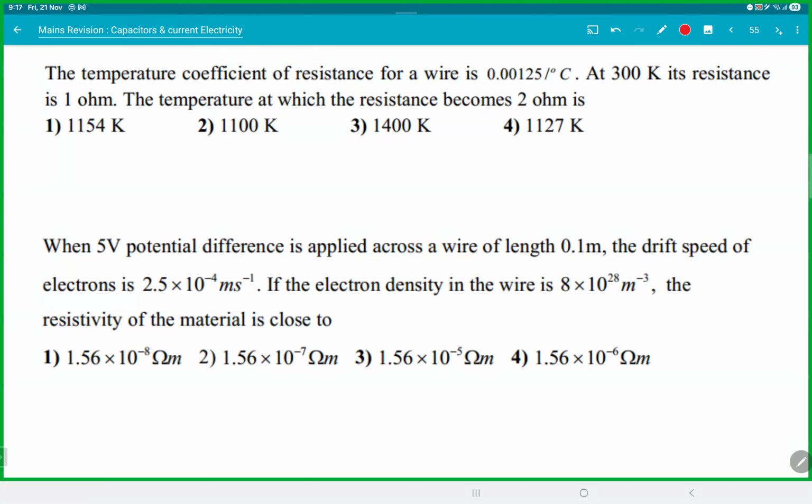Temperature coefficient of a resistance is this. At 300 K, its resistance is 1 ohm. At which temperature does resistance become 2 ohms? Now, be careful. Remember that formula. R is equal to R naught into 1 plus alpha delta T, where R naught is the resistance at 0 Kelvin or 0 degrees.